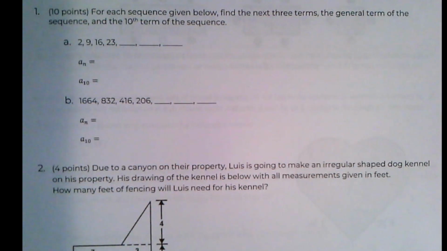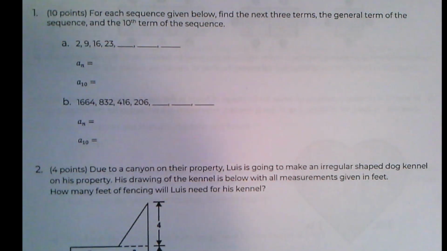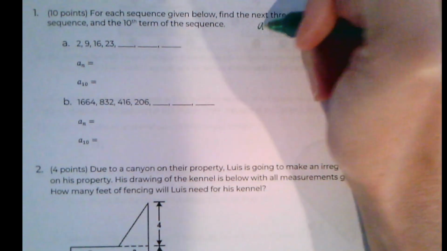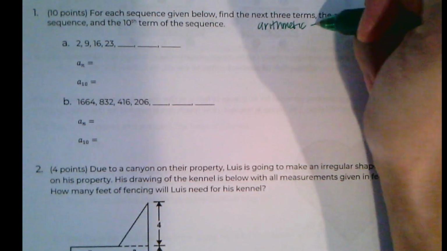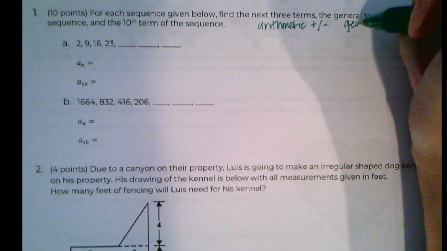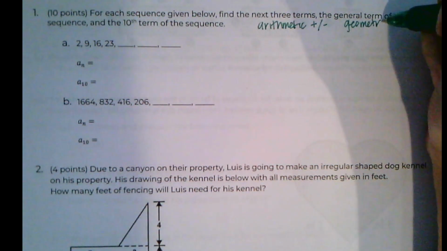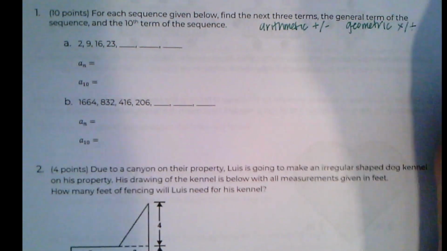All right, so for number one, we're given a sequence. We're supposed to figure out the pattern to find the next three terms, the general term of the sequence, and the 10th term of the sequence. So this type of question almost always is going to come down to our two big types of sequences and series, right? The arithmetic, which is when our pattern is adding or subtracting the same thing, and geometric, which is when we are multiplying or dividing by the same thing.